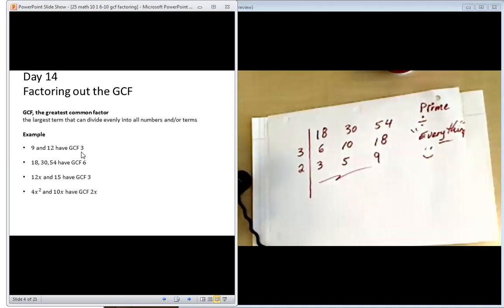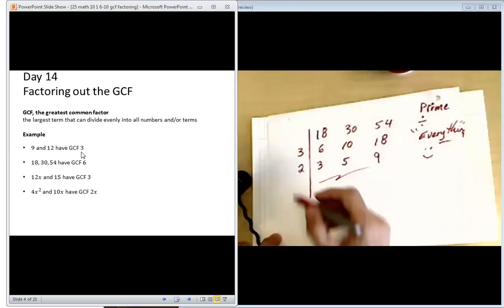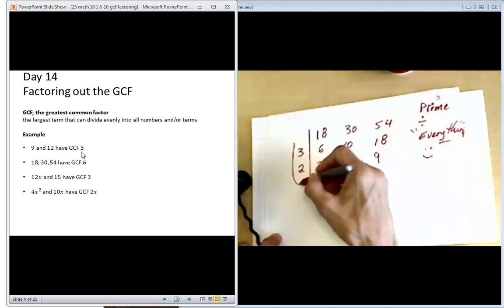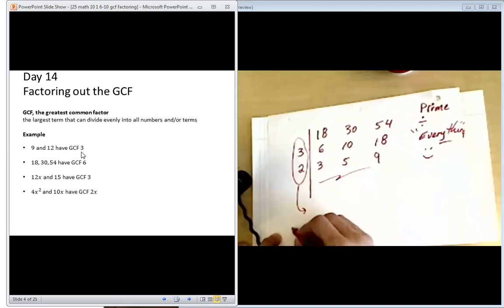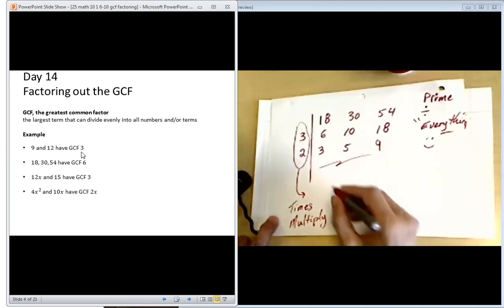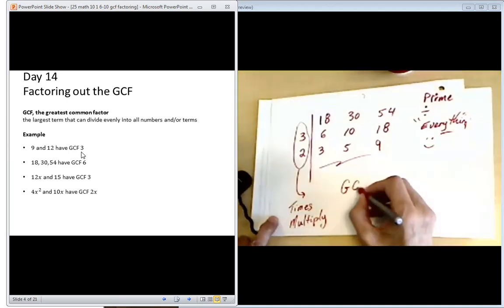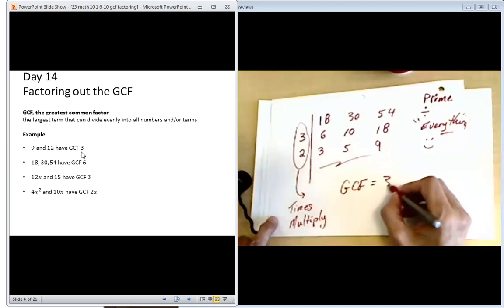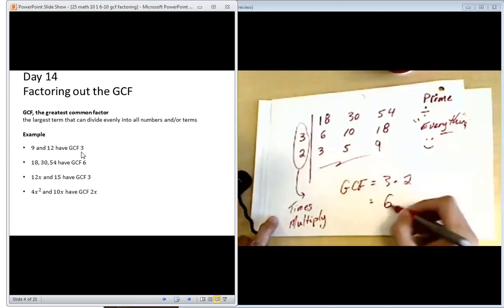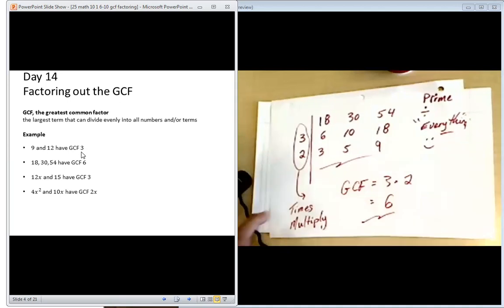How to get the GCF then? We multiply those together. All right. Times, multiply. And so our GCF is now what? 3 times 2, which is, of course, the 6 that you were given up there for free. Okay.